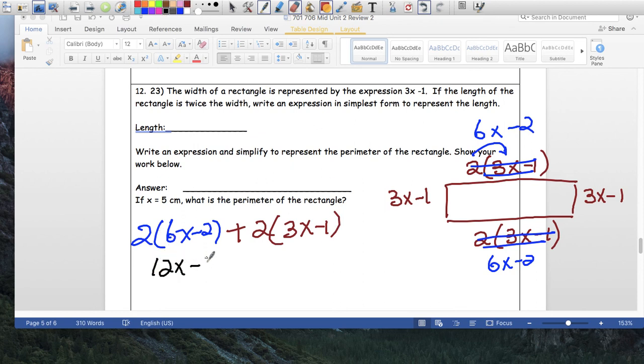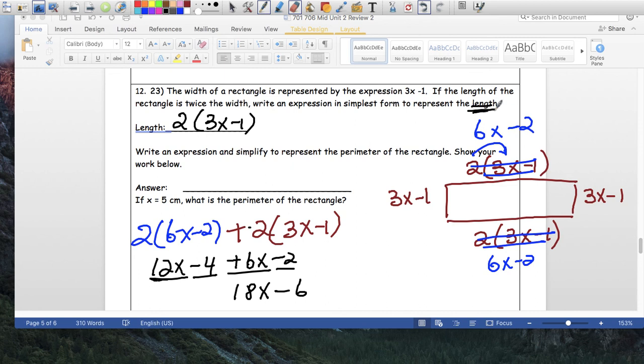Multiply, I get 12x minus 4. This will be plus 6x minus 2. If I combine like terms, this 12x and plus 6x becomes 18x. And minus 4 minus 2 becomes negative 6. So this is 18x minus 6, the expression in simplest form. Oh, geez, I'm doing a lot of things here that I shouldn't be doing. Well, but anyways, let me go back. So they wanted this twice, 2 times 3x minus 1, which represents the length, right? So they were looking for the length, first of all. And this is what you get for not reading the problem.